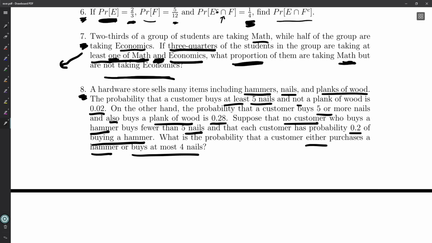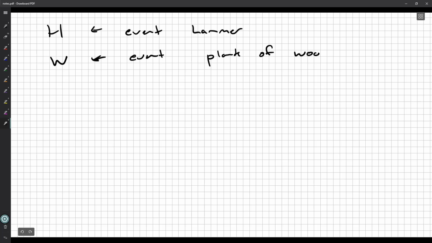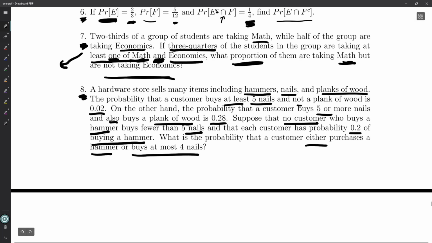So there's a lot going on here. Hammers, nails, planks of wood. What I might do is start to make some events. So H is the event that a hammer is bought. W is the event that a plank of wood is bought. And then there's N. When they talk about nails, there are only 2 things talked about: at least 5 nails are bought, or at most 4 nails are bought.